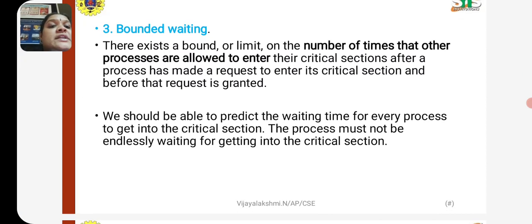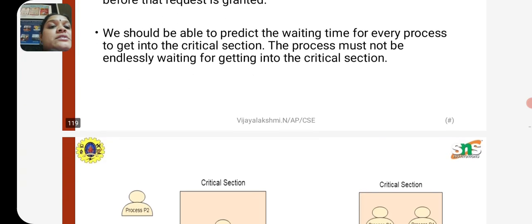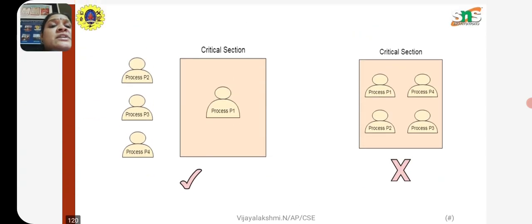A process makes a request to enter its critical section, and before that request is granted, the limit applies. So see here, this is one example: the left side diagram is a correct critical section, where only one process can enter. The right side scenario is totally wrong, where all four processes are inside the critical section, which is not possible.